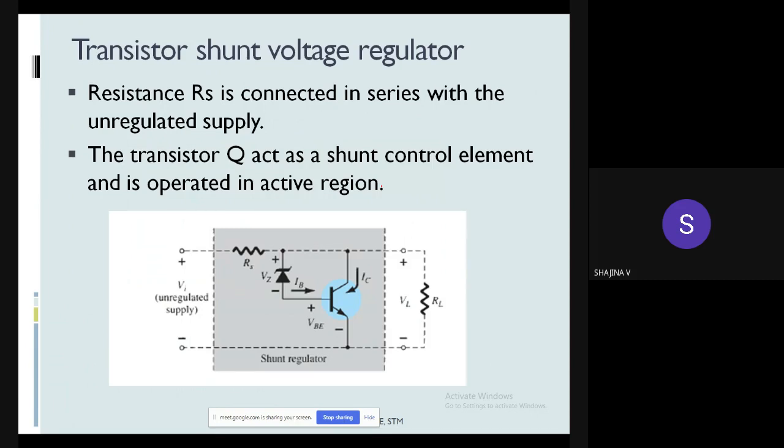This is the simplest configuration using an NPN transistor. Here you can see a resistance RS is connected in series with the unregulated supply. So here you have the unregulated supply. We are connecting a series resistance RS with that. And we have a transistor Q. It acts as the shunt control element.